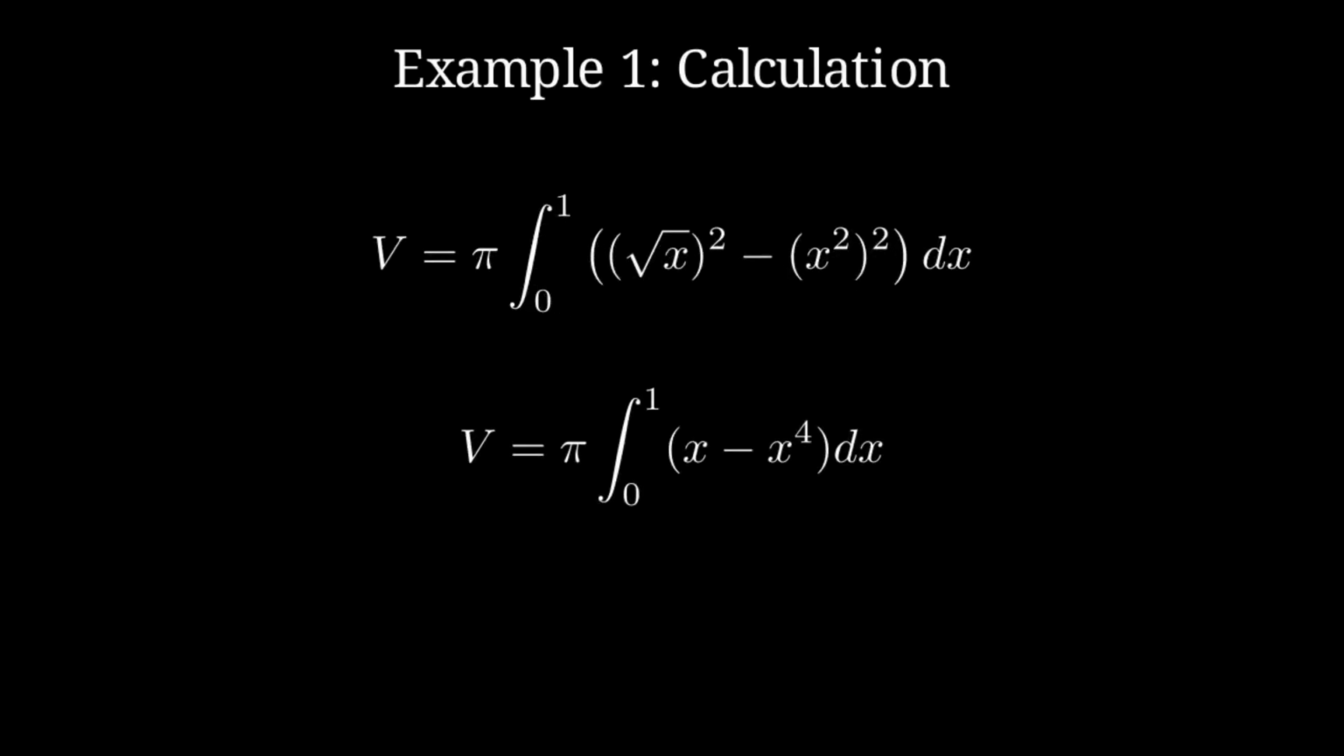Squaring the radii gives us x and x to the fourth. After integrating, we evaluate at the boundaries. The calculation yields a final volume of 3π/10 cubic units. Notice how the washer setup directly follows the outer minus inner logic.